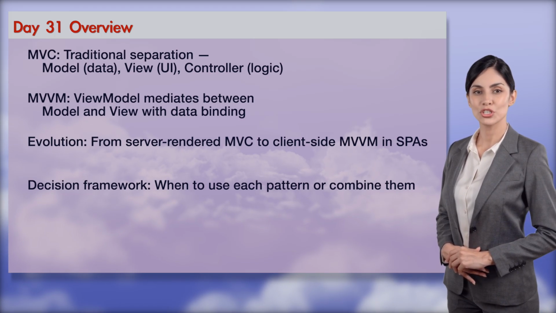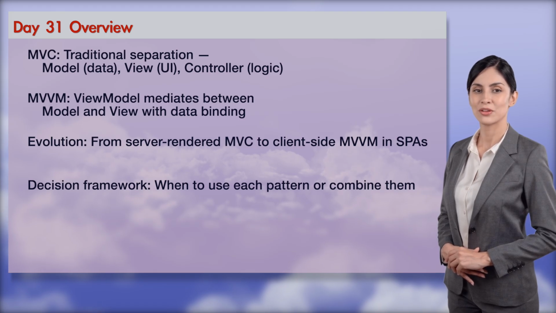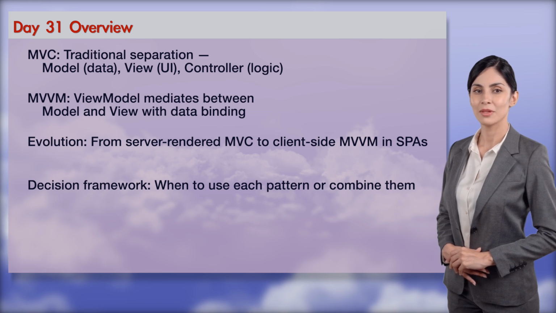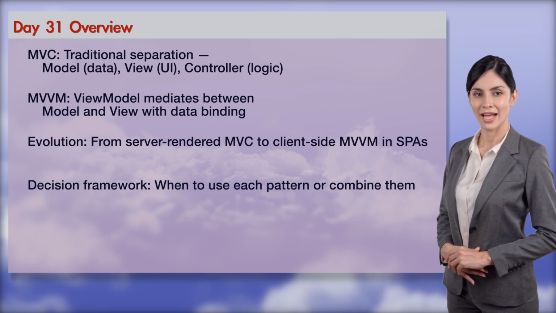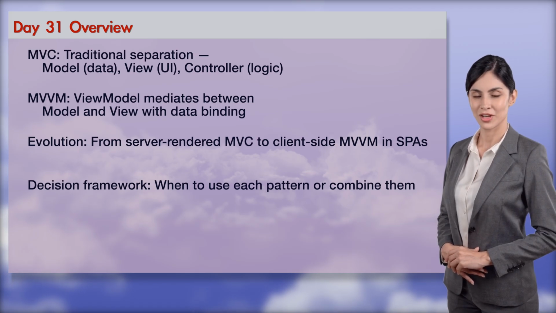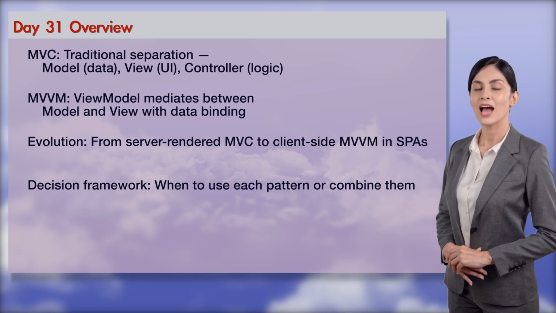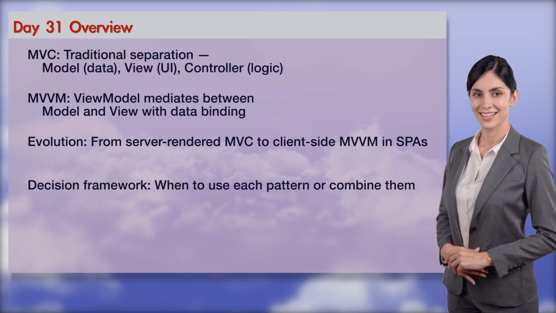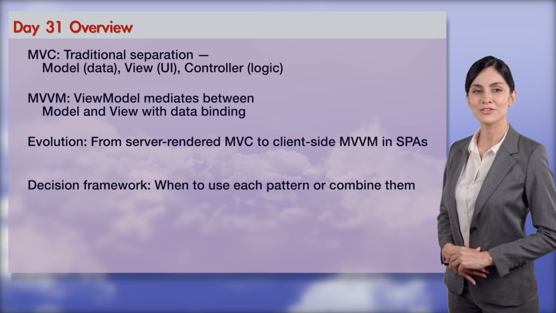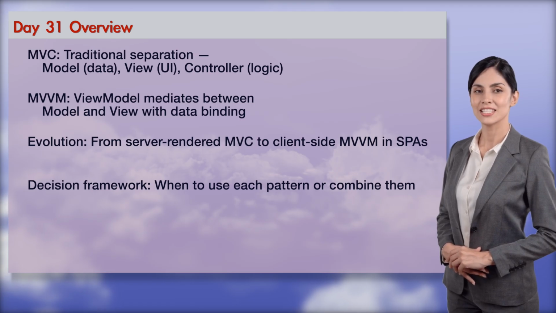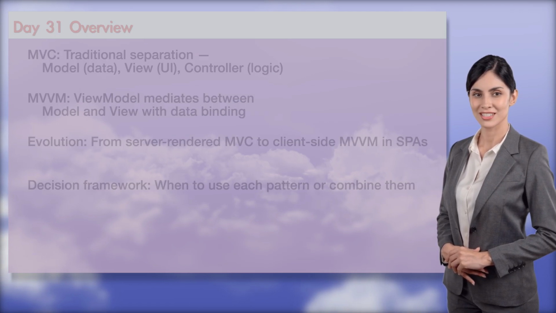We'll trace the evolution from server-rendered MVC, for example, classic ASP.NET MVC or Rails, to client-side MVVM in modern single-page applications like React with hooks, Vue, and Angular. We'll build a practical decision framework: when MVC is still appropriate, when MVVM shines, and when hybrid approaches make sense. This connects to backend APIs from Days 8 and 30, GraphQL's client-driven data fetching from Day 30, and Day 18's monitoring for front-end performance metrics.